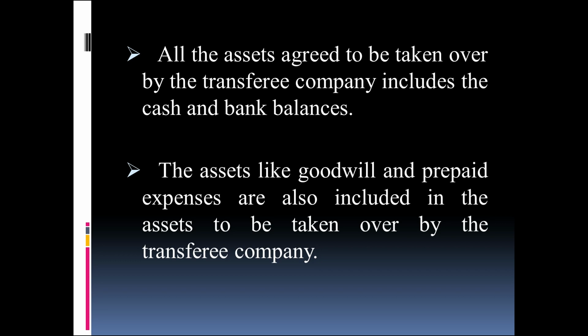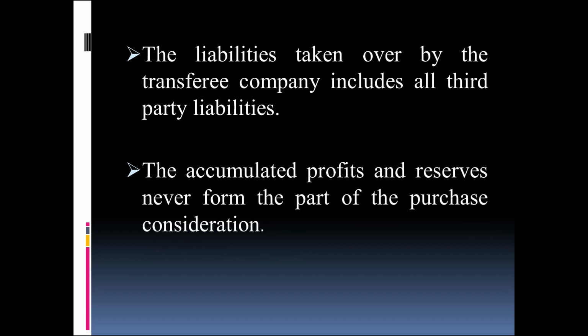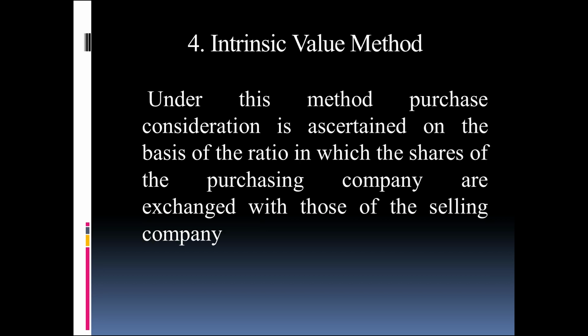Under this method, all the assets agreed to be taken over by the transferring company include the cash and bank balances. Assets like goodwill and prepaid expenses are also included in the assets to be taken over by the purchasing company. The liabilities taken over by the purchasing company include all third-party liabilities. The accumulated profit and reserve of the selling company never form part of the purchase consideration.